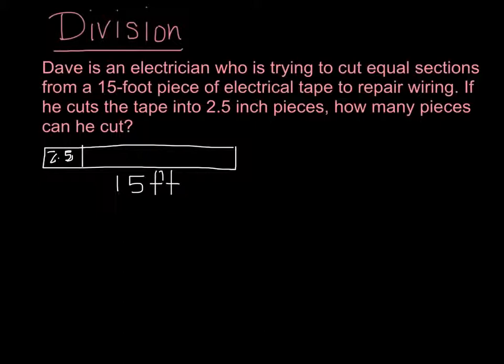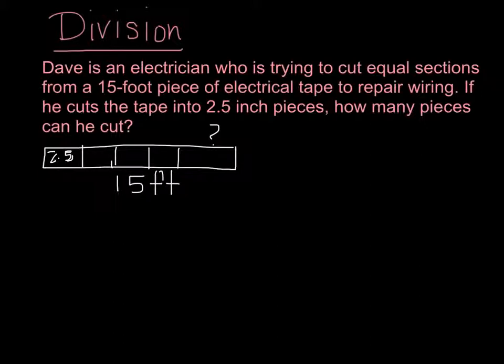And we just want to know how many equal pieces he can make. We don't really know how many equal pieces we can make, so I'm not going to finish the drawing. But in order to figure out the exact number of equal pieces he can make, because this is not an accurate drawing, this just shows that we have to divide this 15 up into 2.5-inch pieces. We are going to divide.